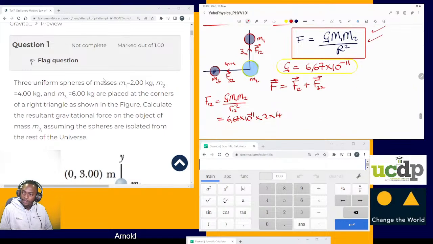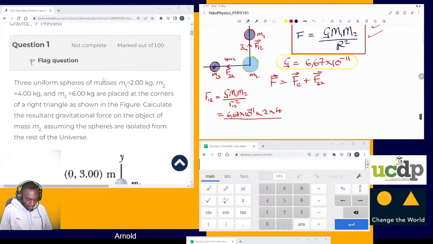Then we divide that by the square of the distance of separation, which is a distance of 3 meters. So that's the y coordinate that we've been given, at which M1 is seated. We can see that M2 is at the origin, which is the 0, 0 coordinate. So the distance in between becomes 3.